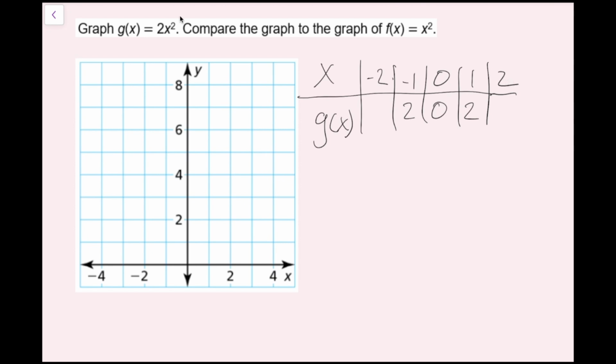And then if I do 2, I get 2 squared, which is going to be 4, and then I multiply that by 2, I get 8. So we get 8 here, and same thing, this is symmetrical, so this one's also going to be 8, and you could also plug that in if you wanted to. So now I'm going to plot these points for g of x, and I will do that in blue.